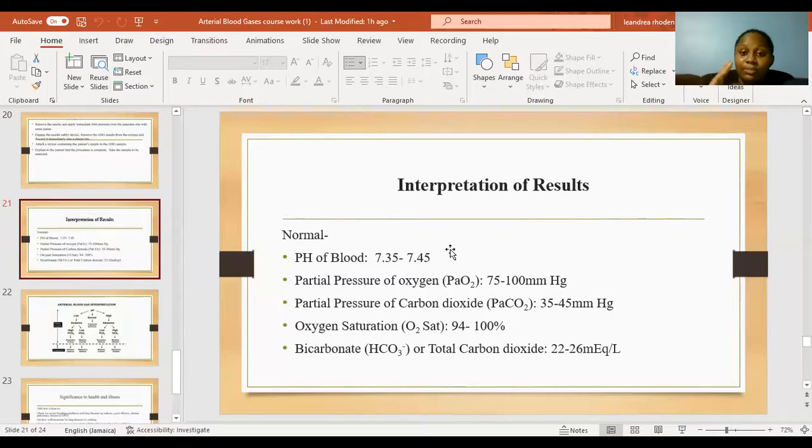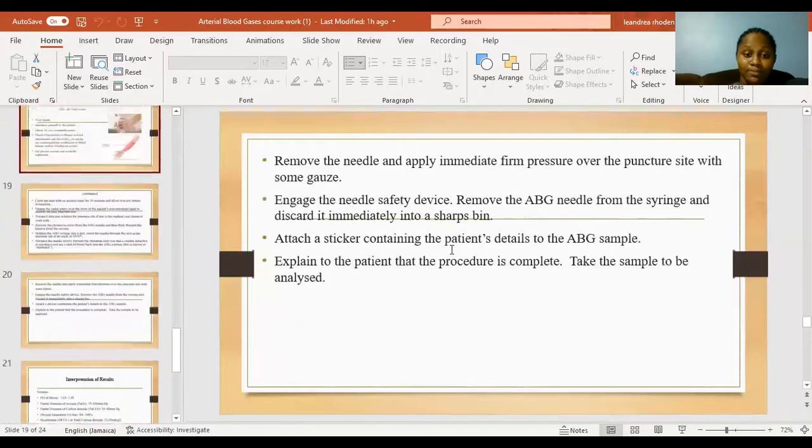The higher the partial pressure in an area typically means the higher the amount of gas that is in the area.